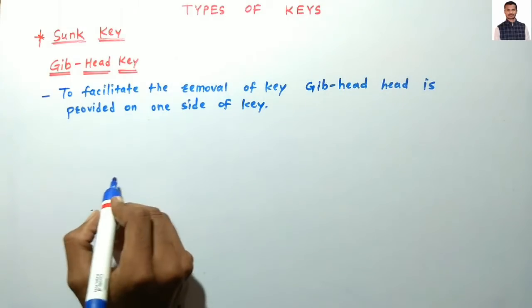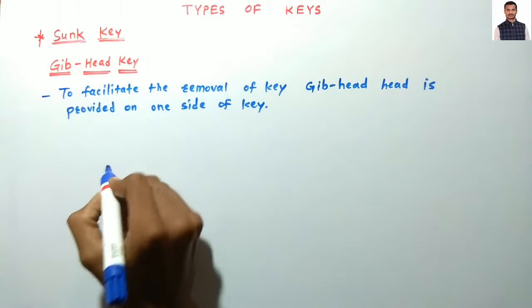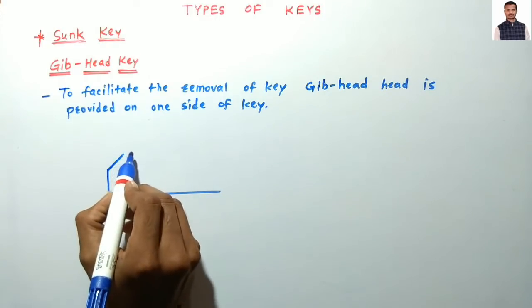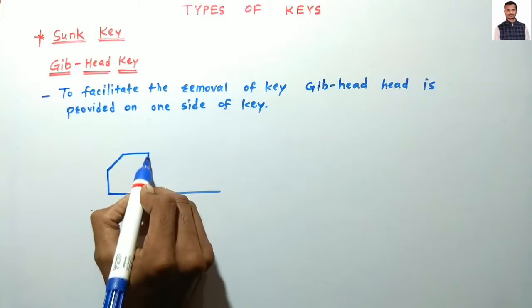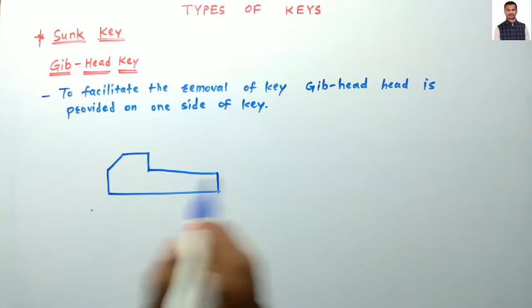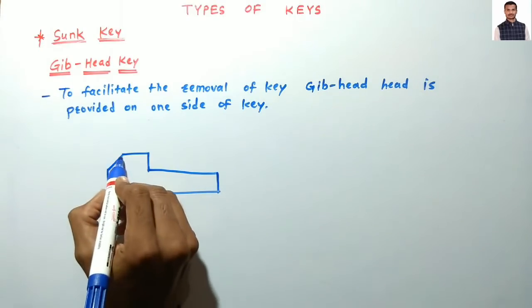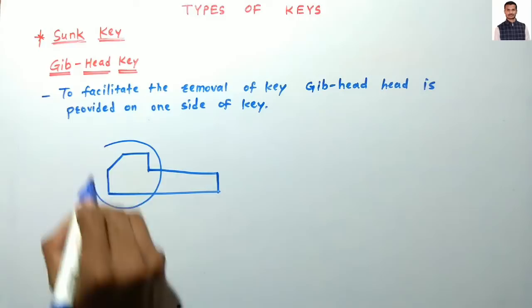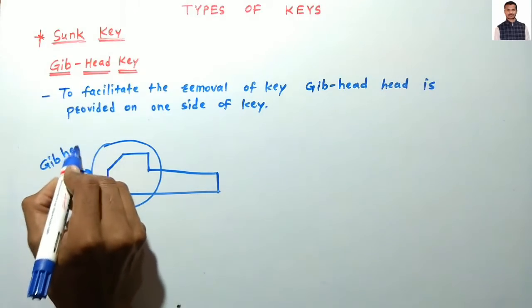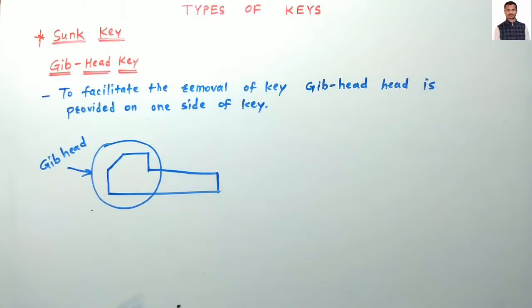So this is the gib head key. If taper is provided, so I am showing here taper. So this is the gib head. This is the gib head.